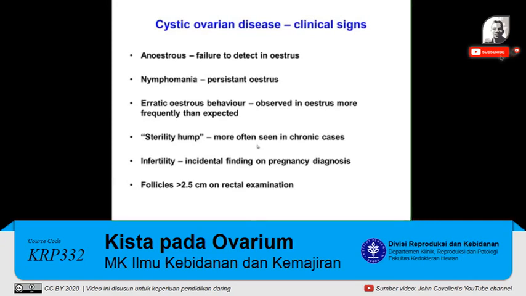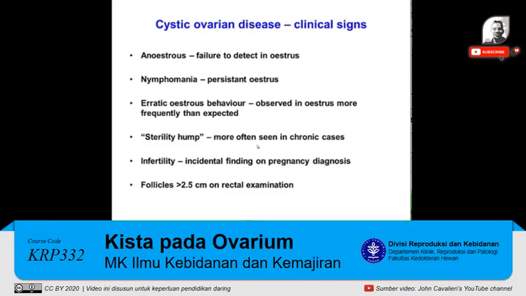In some cases where they've been cystic for a long period of time, they can develop what's called a sterility hump. This is due to a chronic exposure of high concentrations of estrogen, and you get relaxation of the sacrosciatic ligaments in the sacrum, and you get a more prominent appearing sacrum and base of the tail. And I'll show you a picture of this shortly, and that's associated with chronic exposure to estrogen.